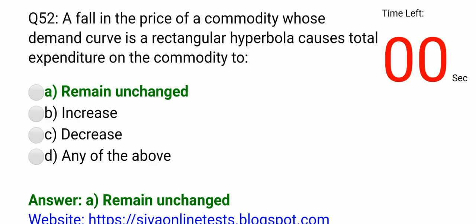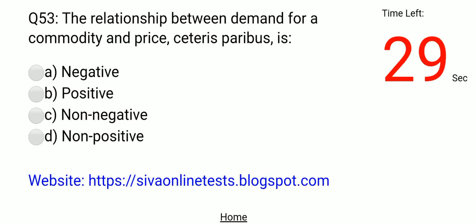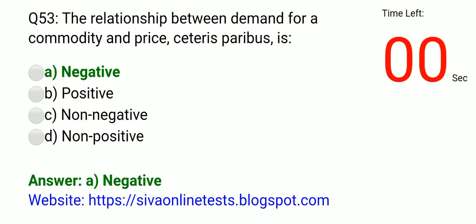Answer. A. Remain unchanged. Question 53. The relationship between demand for a commodity and price, ceteris paribus, is. Options. A. Negative. B. Positive. C. Non-negative. D. Non-positive. Answer. A. Negative.